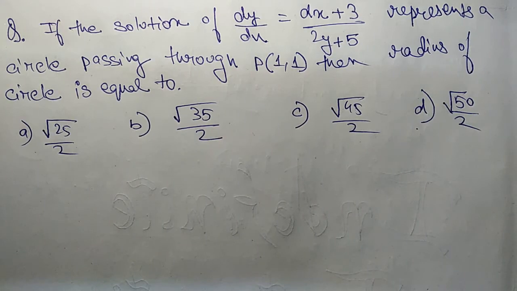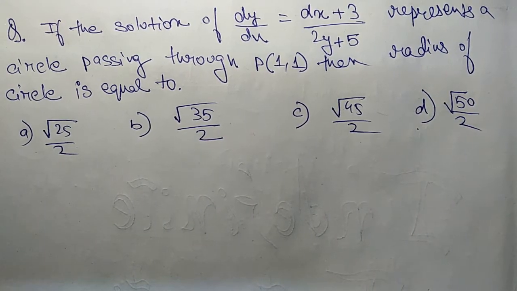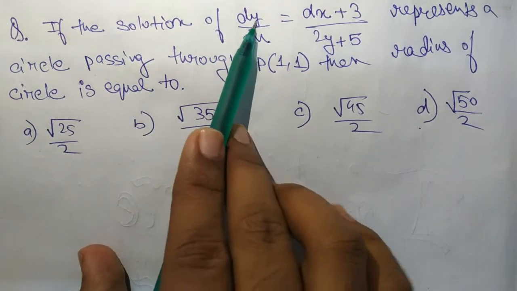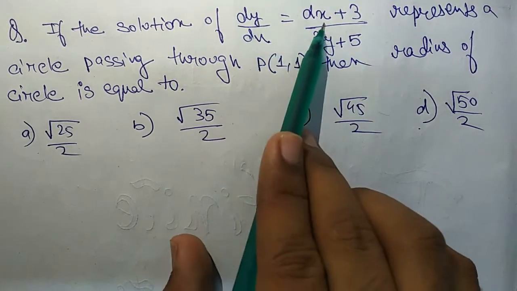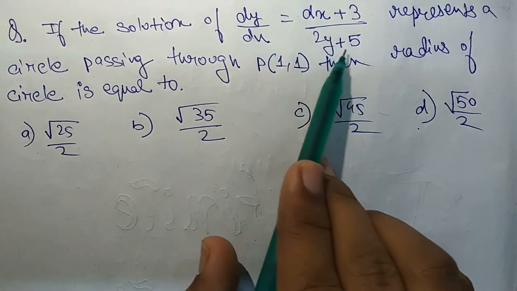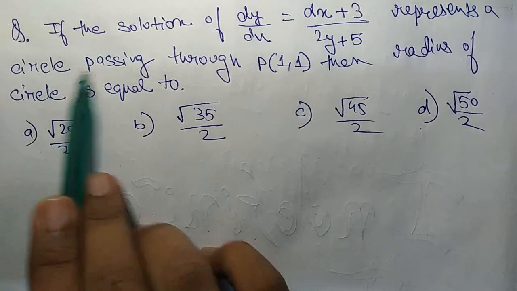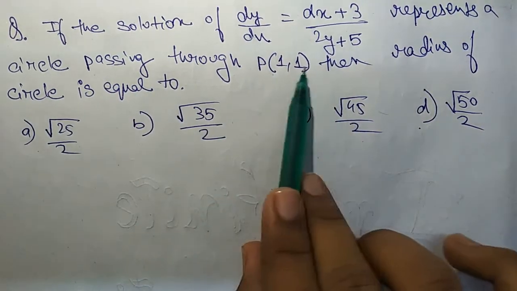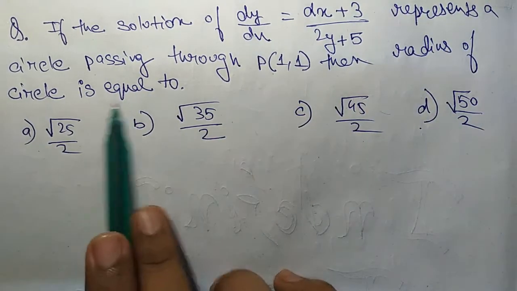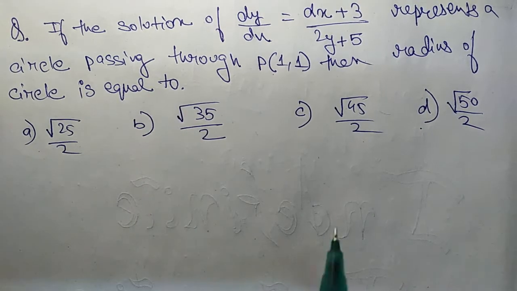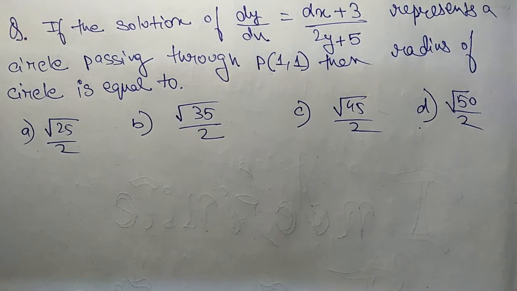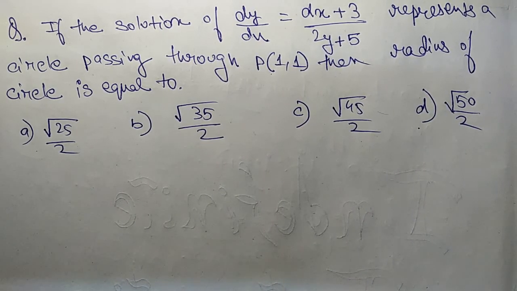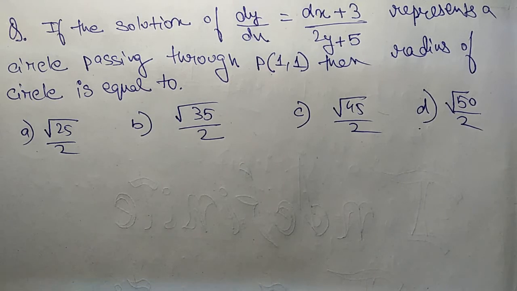Our next question asks: if the solution of dy by dx equal to (alpha x plus 3) divided by (2y plus 5) represents a circle passing through point (1, 1), then the radius of the circle is equal to what? This is a problem combining indefinite integration and our coordinate geometry's favorite chapter, circle. So we will see the solution of this.